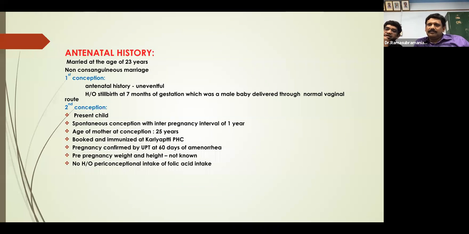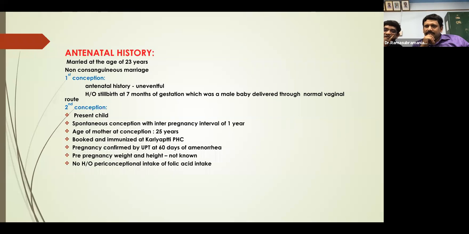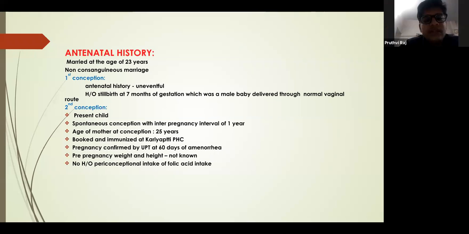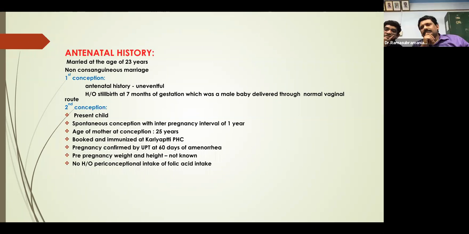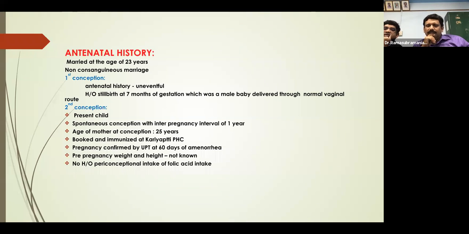Why did you ask about periconceptual intake of folic acid? Because periconceptual intake of folic acid will prevent neural tube defects in the fetus, sir. Why do you say it is periconceptual? What is the significance? When should you start? How much should you give? It should be started 1 month before conception, sir, and continued at least for the first 12 weeks of pregnancy. The recommended dose is 400 micrograms of folic acid, but the available tablet is around 500 micrograms. Okay, good. Next slide.